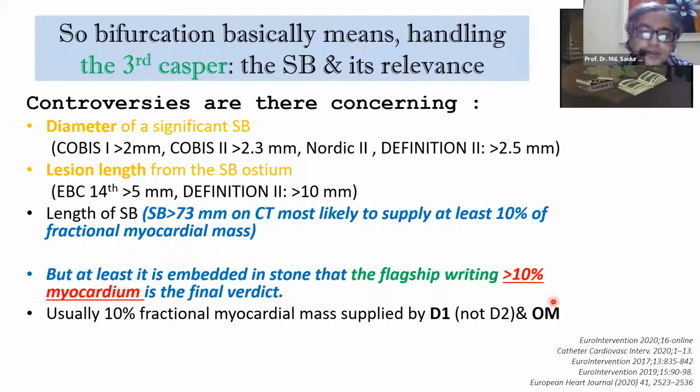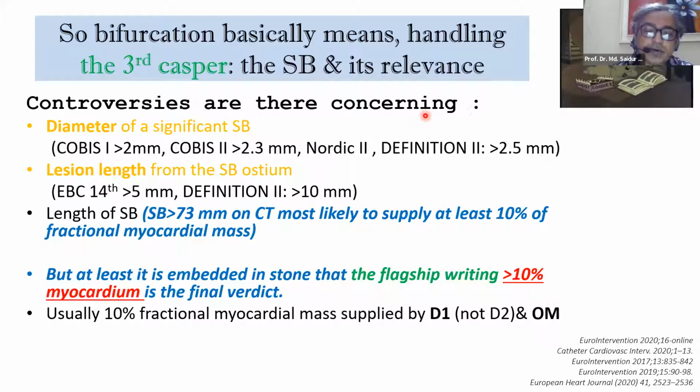Of course, controversies are there yet. The diameter of the significant side branch is variable. Like in Cubis 1, it was more than 2, and Cubis 2 more than 2.3. In Nordic 2 and Definition 2, it has become more than 2.5. And lesion length from the SB ostium, like in the 14th EVC, was more than 5. Now in Definition 2, it has become more than 10 millimeter.